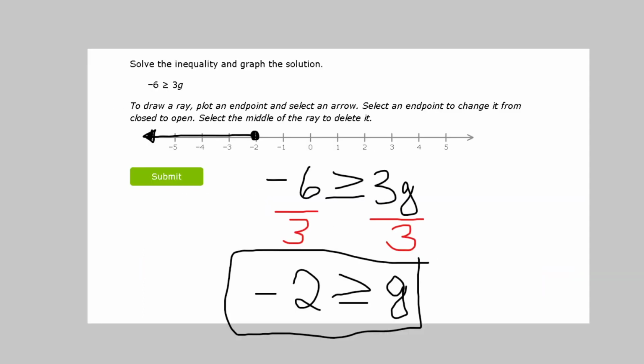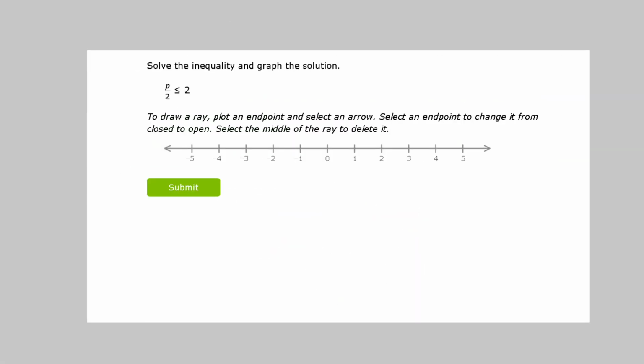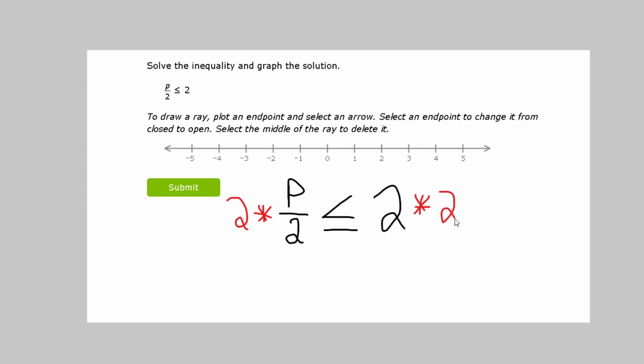All right, let's take a look at this one. So we have p divided by 2 is less than or equal to 2. So another one-step equation. We know that we're dividing by 2 over here. To get rid of that, we multiply by 2 on both sides so that these cancel out. It leaves us with just p on the left. So we have p is less than or equal to 2 times 2, 4.